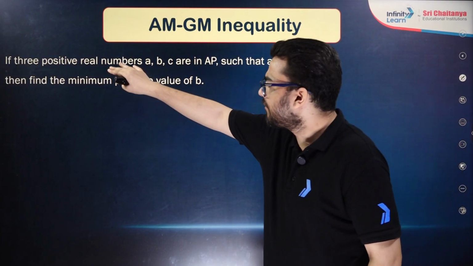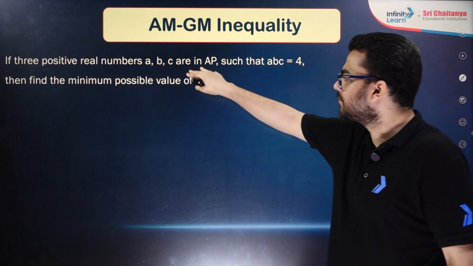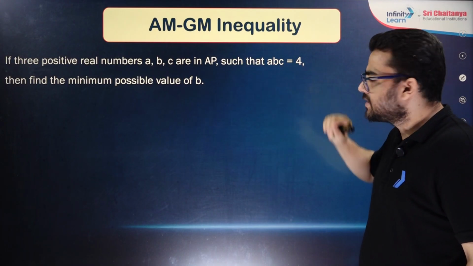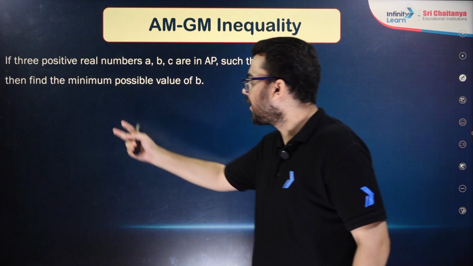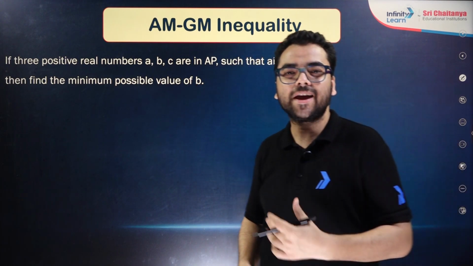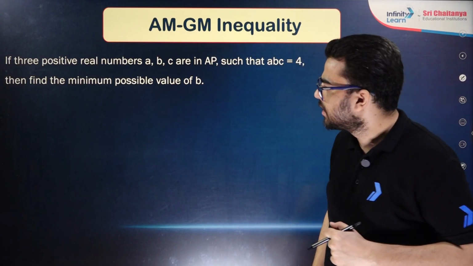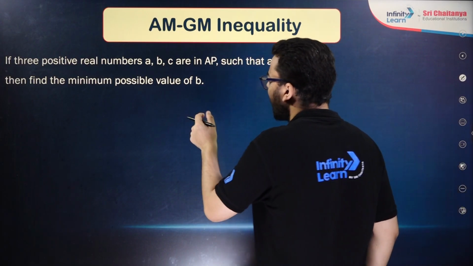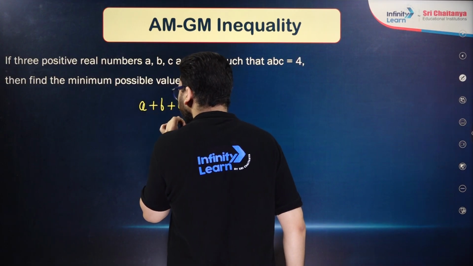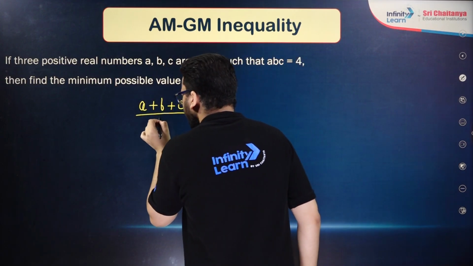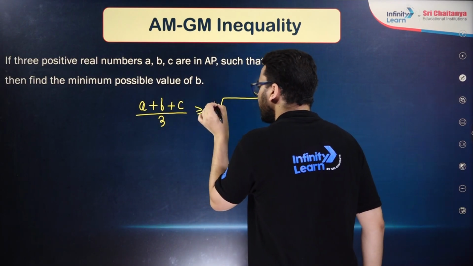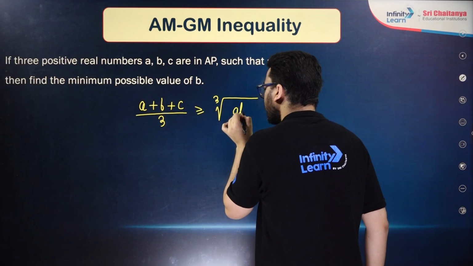You have been given 3 positive real numbers a, b and c, which are in AP, such that abc is equal to 4. You have to find the minimum possible value of b. So again we can use AM is greater than or equal to GM. The arithmetic mean of a, b, c is a plus b plus c by 3, and that is greater than or equal to the geometric mean of them, cube root of abc.